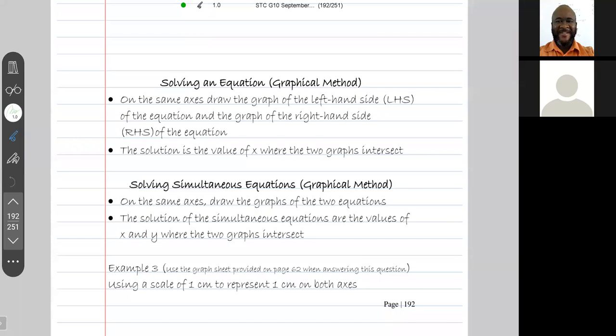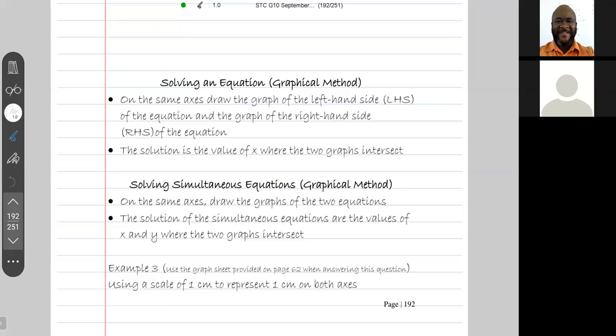All right, so the next thing we're going to look at is example 3. But before I do that, I just want to go over something that I said earlier. We looked at the issue of solving an equation using a graphical method, and this is what we said you should do. On the same axes, which essentially means on the same graph sheet, you're going to draw the graph of the left-hand side of the equation and the graph of the right-hand side of the equation.